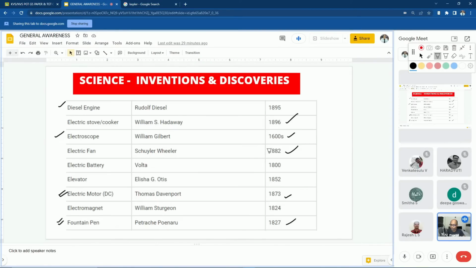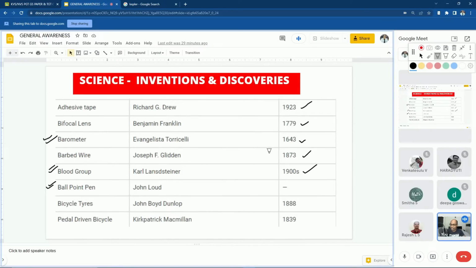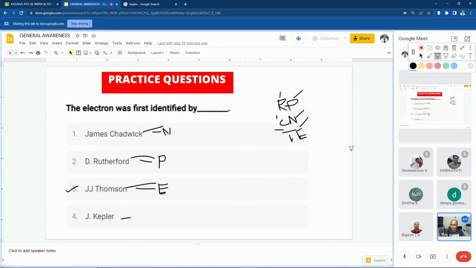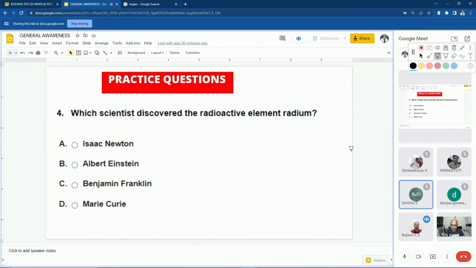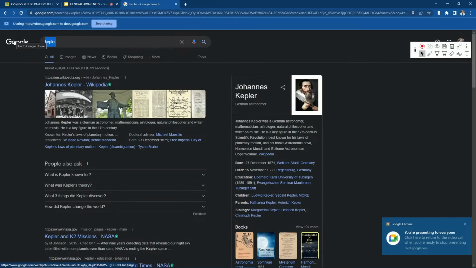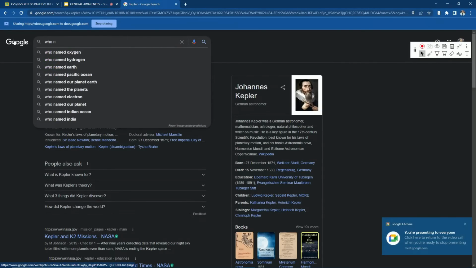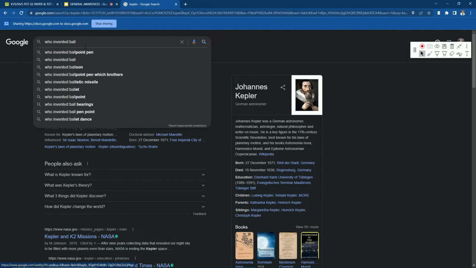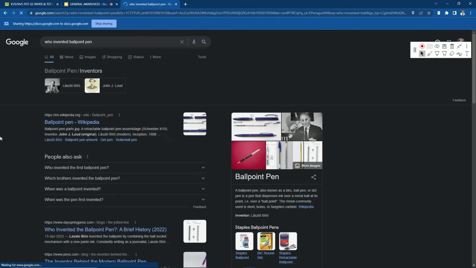Fountain pen came, ma'am. Fountain pen is Patrick Poneru. Dynamite. Ballpoint pen. John Loud is given. John Loud is there. And what is the answer given in the question? Biro brothers. So find out, Google it. Who invented ballpoint pen? John J. Loud.